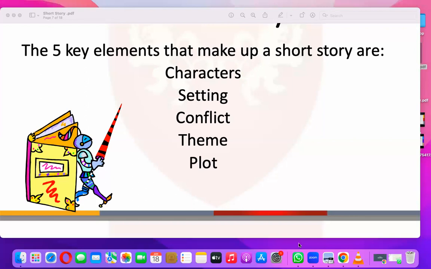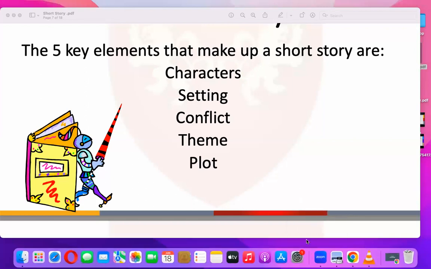Is the place, and also when did it happen? The time is in the past, the future, in the present, during the daytime, at night, in the afternoon, in the evening. So the setting has 2 parts, place and time of the story. Very good. So far, so good.